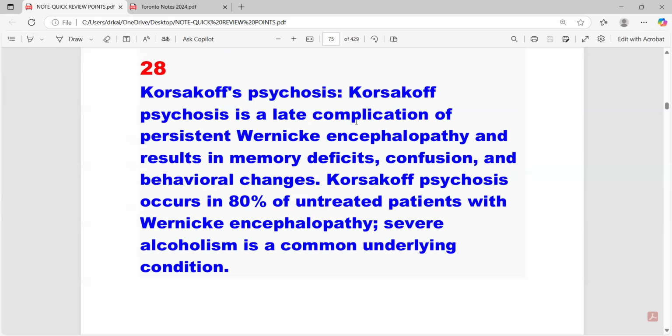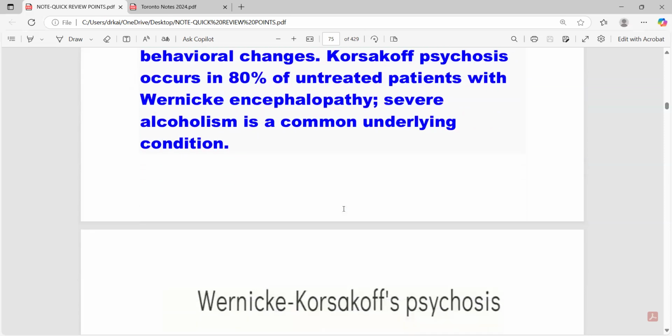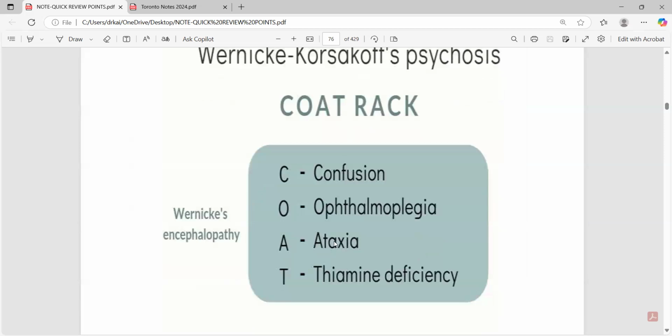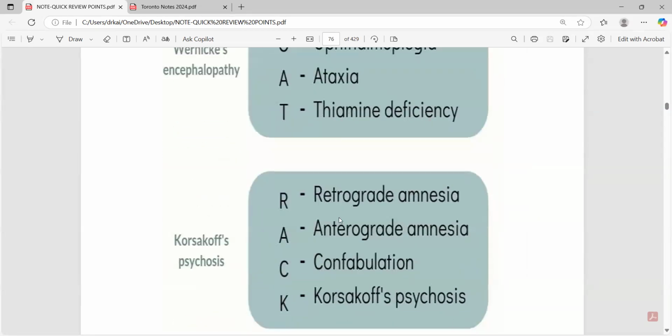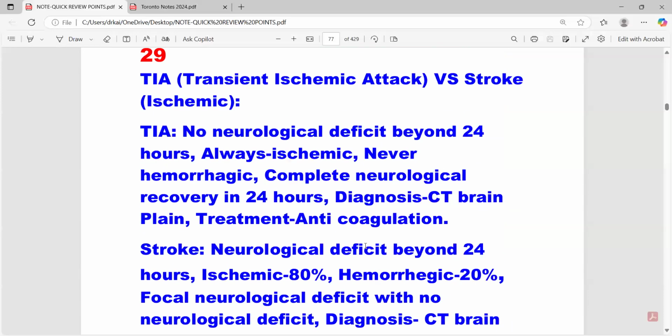So is it the late complication? That's why you need to know when they come together as an MCQ or how they can come in separate form. Persistent Wernicke encephalopathy basically leads towards a memory deficit and behavior changes. Korsakoff psychosis occurs in 80% of untreated patients with Wernicke encephalopathy. It's severe alcoholism, so homeless people, alcohol, and all this can trigger it. So you can see CAGE: confusion, ophthalmoplegia, ataxia, thiamine deficiency leading towards RAC, retrograde, anterograde, confabulation, and then Korsakoff psychosis.